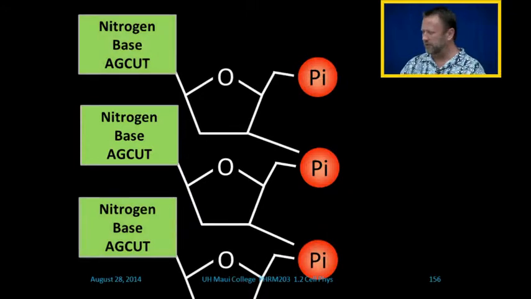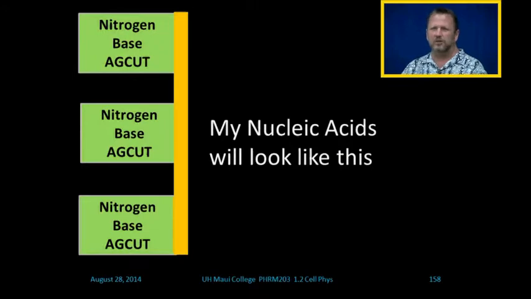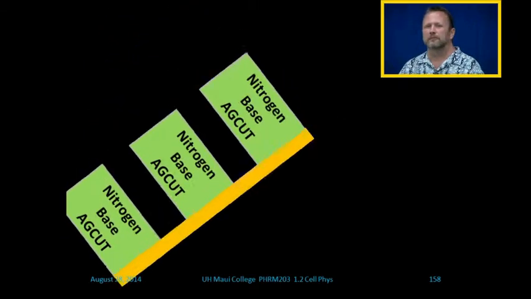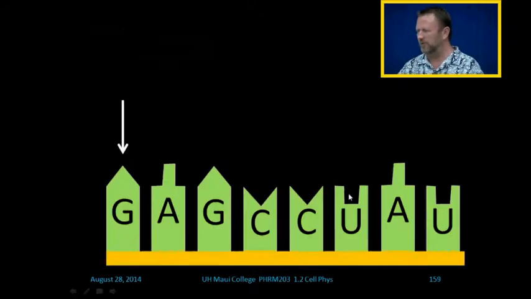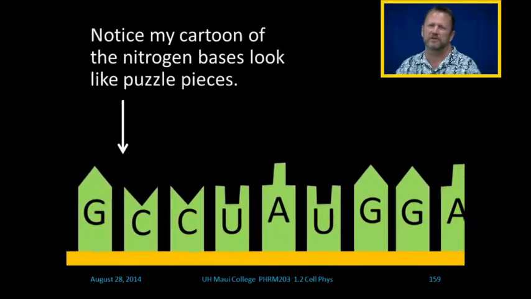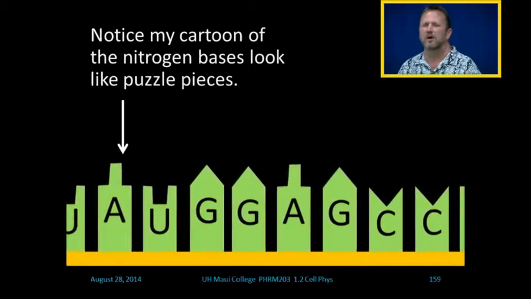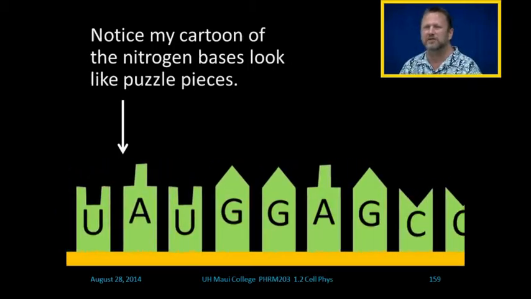Well, this is very difficult for me to draw. So my nucleic acids will look just like that, or just like that. All right, so these are chains of nucleotides that we're going to use to form nucleic acids. So here's my nucleic acid. But instead of having square puzzle pieces where anything can match with anything, we've made different puzzle pieces. All right, notice the cartoon of the nitrogen bases. They look like little puzzle pieces. Why? Because only certain nitrogen bases will fit with its base pair.